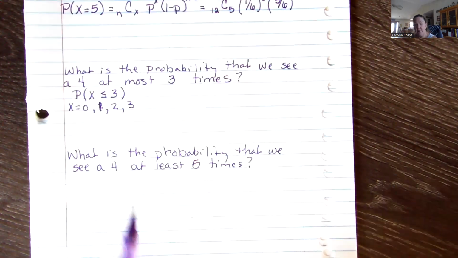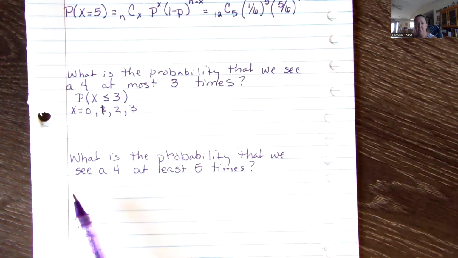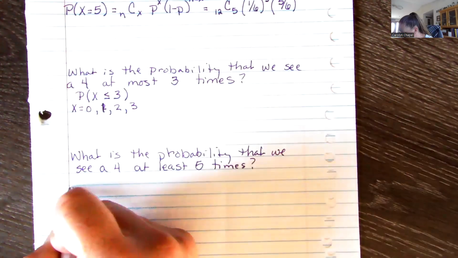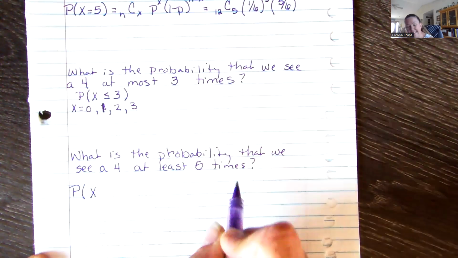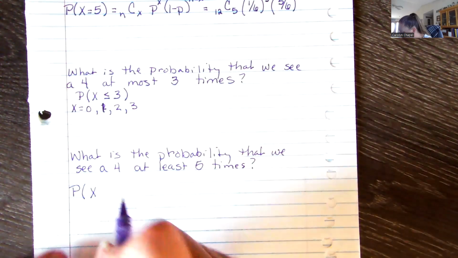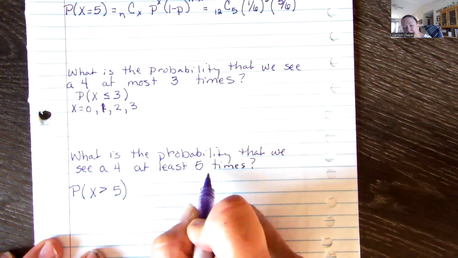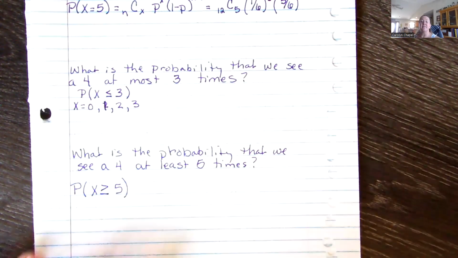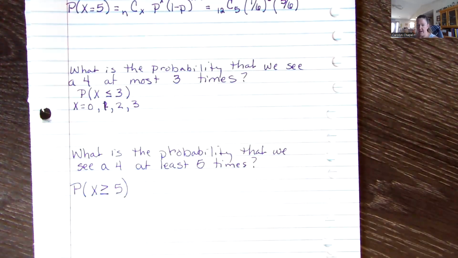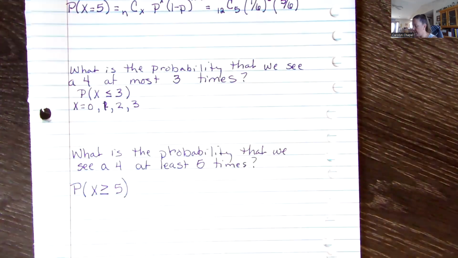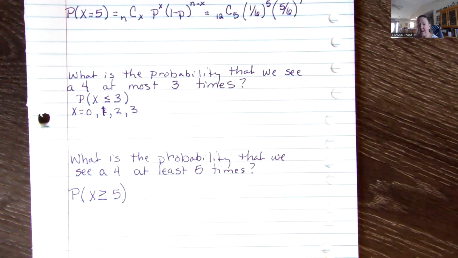All right, here, what is the probability that we see a 4 at least 5 times? So again, if I put it in my symbols, X at least 5, that means 5 is the smallest. We're going to be bigger than 5, but we're also allowing it to be 5, so at least 5 versus more than 5 times. Up here was at most 3 versus less than 3 times. So again, if I were doing this by hand, we would start at 5, 6, 7, 8, 9, 10, 11, and 12.